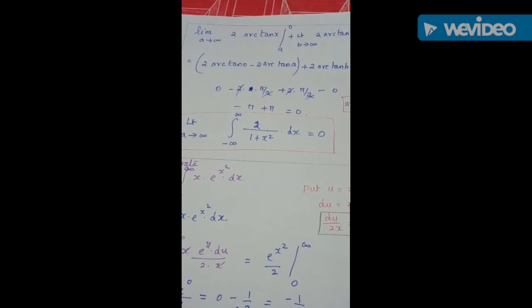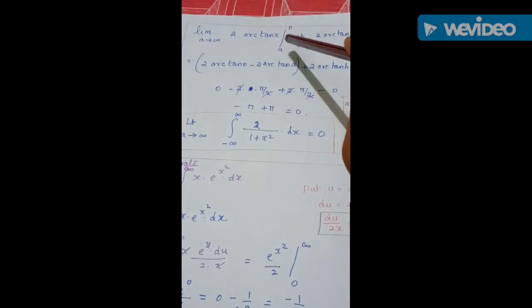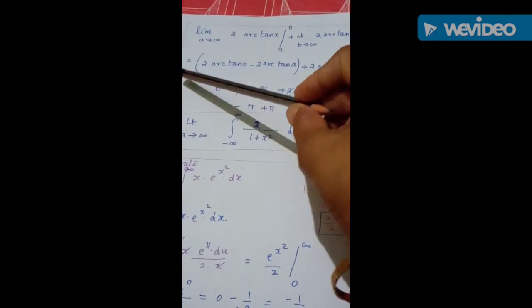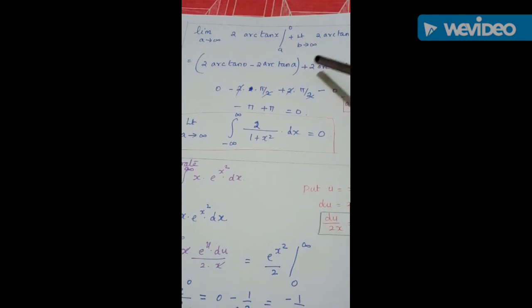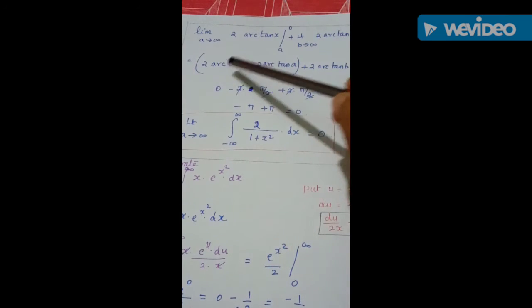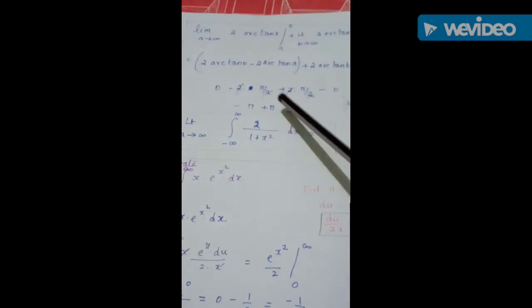Taking 2 outside, we have 1 divided by 1 plus x square dx, whose integration is arc tan x. So 2 into arc tan x, with limits a to 0 and 0 to b, where b is infinity and a is minus infinity. Substituting the limits, 2 into arc tan 0 minus 2 arc tan a plus 2 arc tan b minus 2 arc tan 0. You know that tan 0 is 0, and 2 into arc tan a, that is tan of minus infinity, gives pi by 2, and plus 2 into pi by 2 for tan b, that is tan infinity. Therefore you have minus pi plus pi, that is equal to 0.